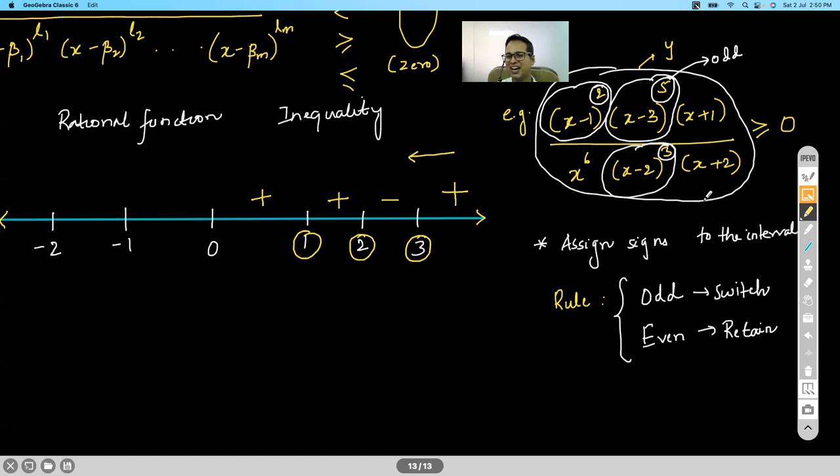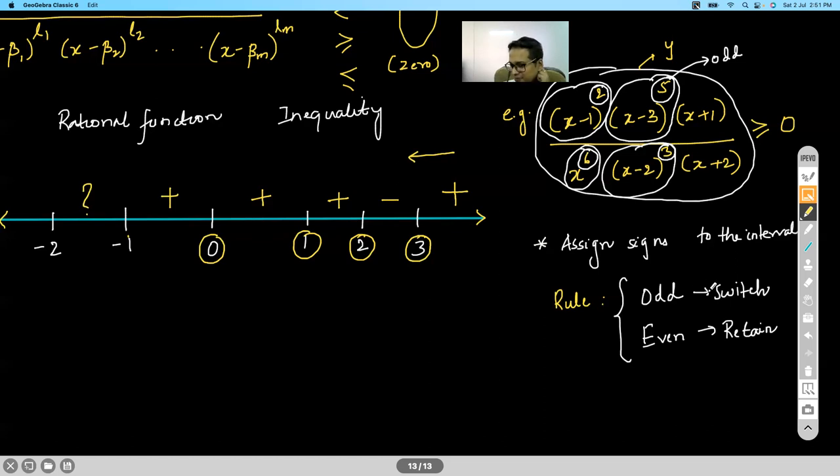Okay. Next number, 0. 0 comes from this particular factor. And in this particular factor, you have power as even. So you will still retain the sign. So this plus will remain plus. Understood? Okay. Now you tell me, what will be the sign coming here?